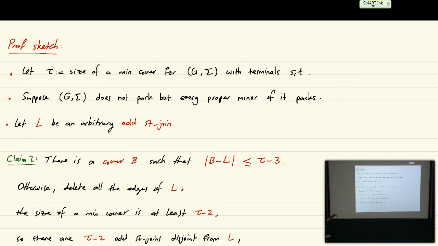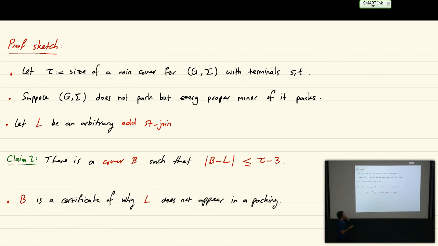If you didn't understand this proof, all you need to remember is that this cover B gives me a certificate why L doesn't appear in a packing. I know there is not a packing in general, but I need certificates for why these packings don't exist. And for every odd S-join L, I do have a certificate why there is no packing that contains that odd S-join L. So you can see why it's quite useful. Because it's very useful, I'm going to refer to it as a mate of L. So this cover B is going to be the mate of L.